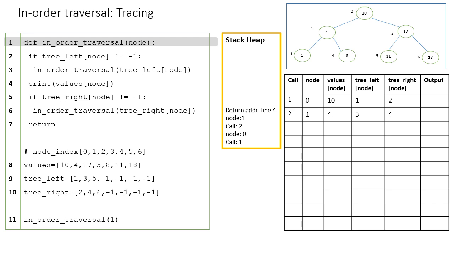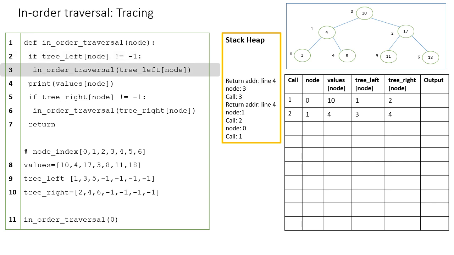So within that second call, we check to see if tree left node doesn't equal -1, which it doesn't because it's equal to 3. And so now we execute the next line on line 3. We make a third call to in-order traversal where the parameter for the tree left node, so the node value that goes in there, is 3.